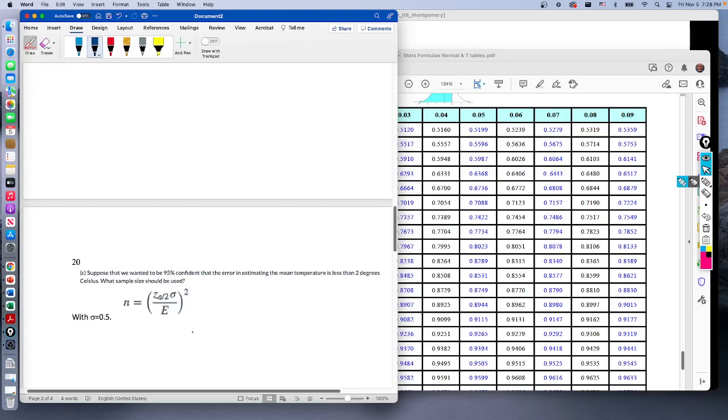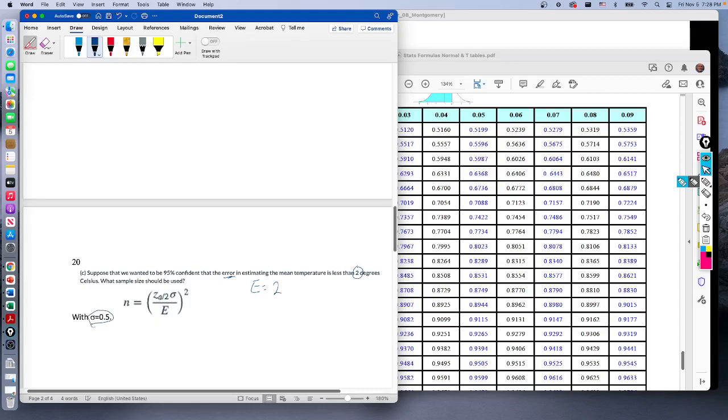Okay. Question 20, suppose that we wanted to be 95% confident the error in estimating the mean temperature is less than 2 degrees Celsius. So this is giving us the actual error, not a confidence interval length. So we actually will use 2 degrees. We don't divide this in half. No, the error is 2, so E is equal to 2. And they told us earlier in the problem that the standard deviation is 0.5.